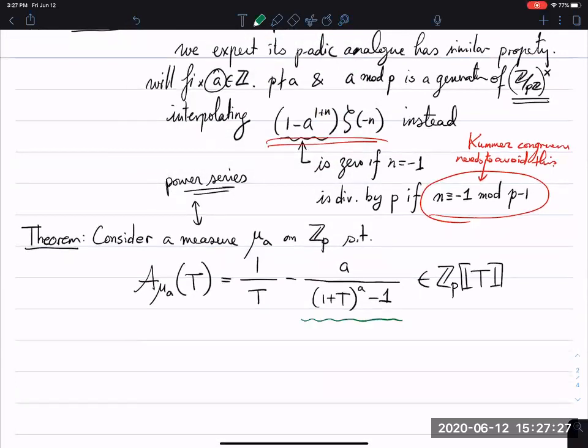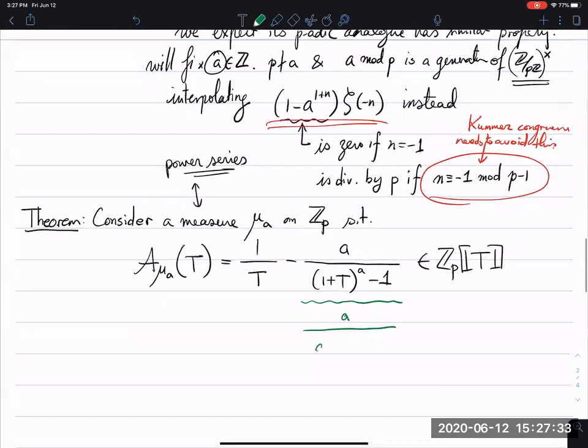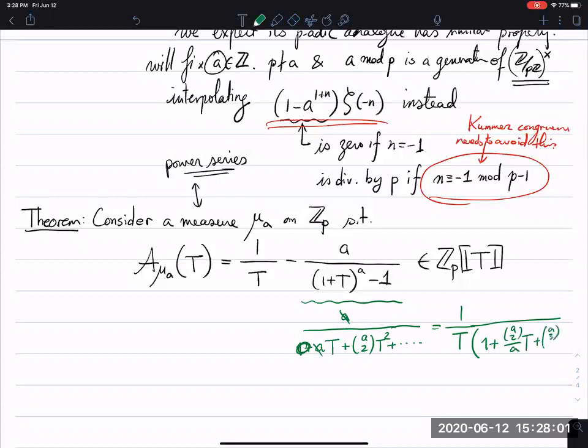Let's see. So what is this? If you expand it out, this looks like aT plus a choose 2 T squared, and so on and so forth. It should be 1 plus, and then the 1 plus got killed. Now this is 1 over T, since the a kills with this a here. So this will become 1 over T times 1 plus a choose 2 over a times T, and then a choose 3 over a times T squared, and so on and so forth.